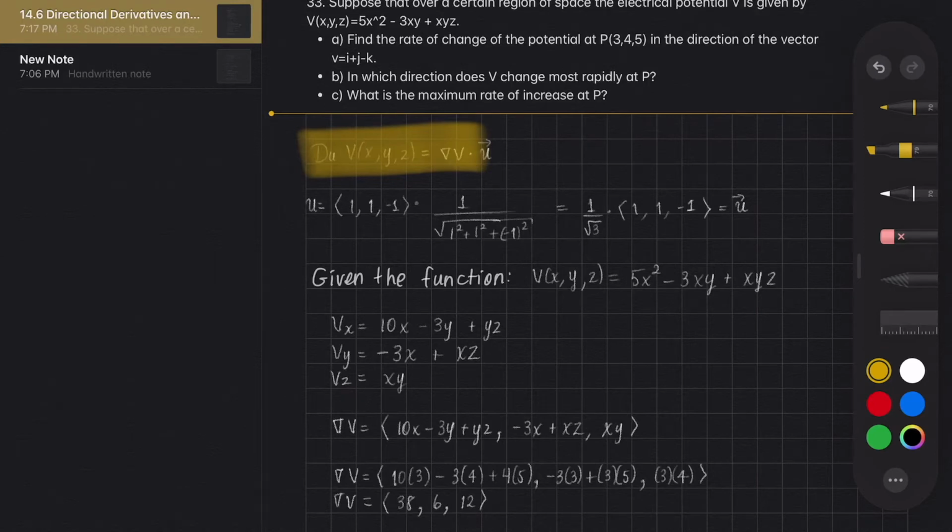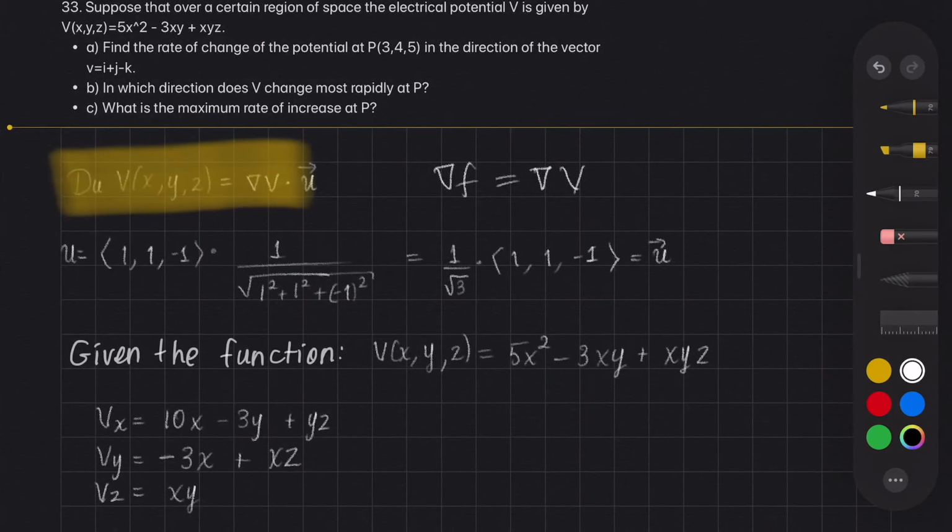And all I did was substitute the gradient vector of f for our function, which is dependent on V. And V, we're told, is the electrical potential. So they want us to find the rate of change of the potential at a particular point. The first thing we want to do is normalize the unit vector, which is this unit vector. Let's make this a little bit bigger.